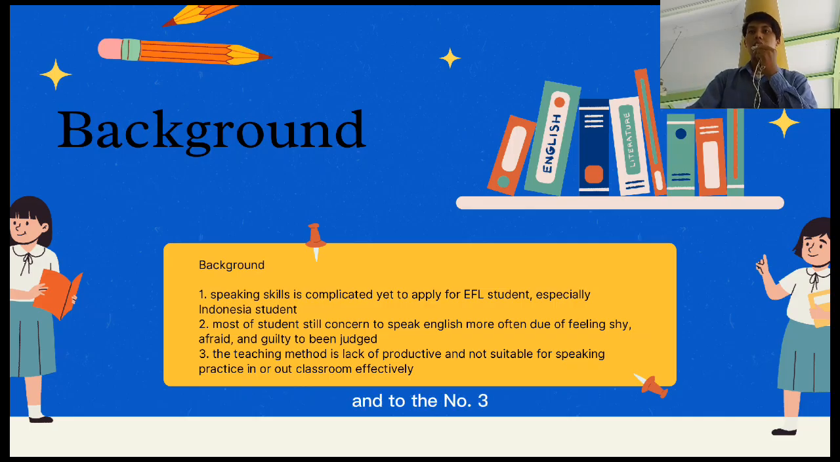And number 3, the teaching method lacks productivity and is not suitable for speaking practice in the classroom effectively. And the last, the teaching method of the teacher is not suitable for the students. The students don't get any proper teaching from their own teacher because the education is not proper for them.